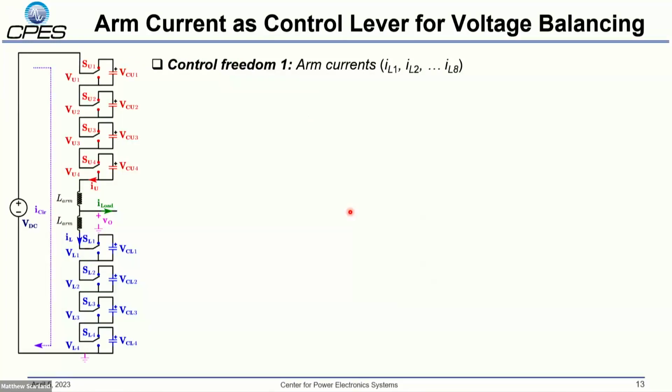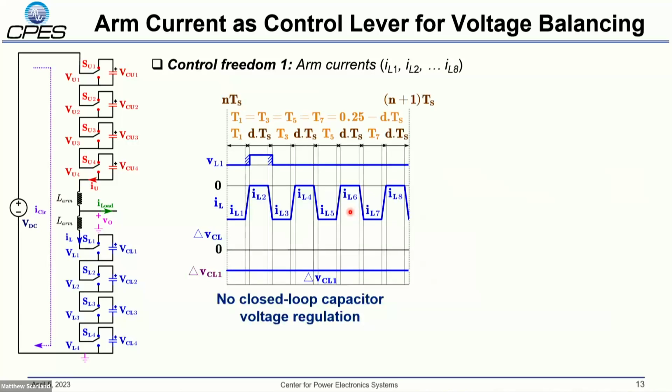So as I was saying, we have control over arm currents and duty ratio. In conventional MMC, you usually have control over duty ratio more or less. Here I'm considering one example where you have a lower arm cell L1, which is inserted for a short time period. We developed this current pattern in the previous slide.